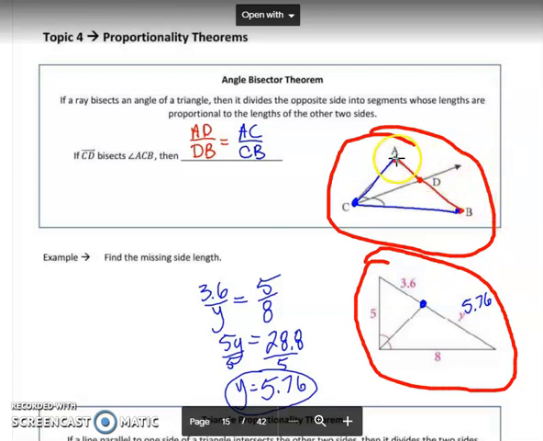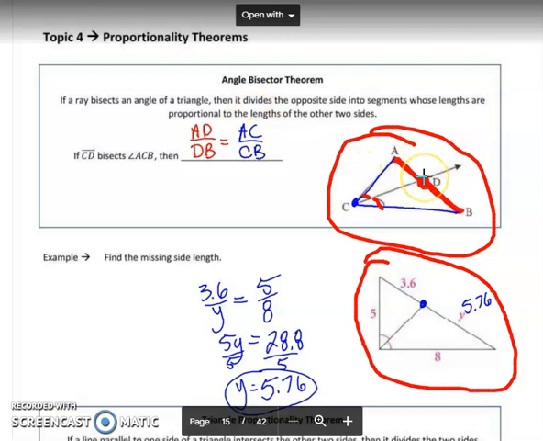But this example is essentially saying, okay, you can set this up a couple different ways. If you read through here, it says a ray bisects an angle of a triangle, so that means that this angle and this angle are congruent. And then it divides the opposite side into segments whose lengths are proportional to the lengths of the other two sides. So that means that this piece right here and this piece, the ratio of those two segments, so that's why we had AD over BD, is going to be equal to the other two sides. So there's AC and then CB or BC. And it has to be set up accordingly.